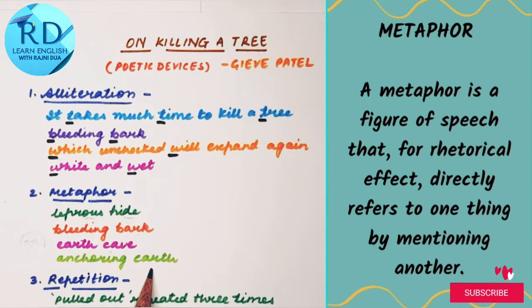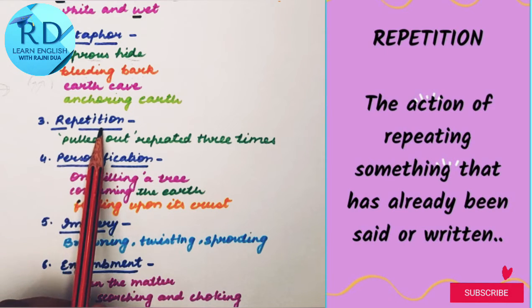Anchoring earth is again a metaphor. Earth is just like an anchor. You must have seen anchors in ships. So ships, when they want to halt at the port, they use those anchors. But here earth is just like an anchor. It keeps holding the root. So it's a metaphor. Third poetic device used here is repetition.